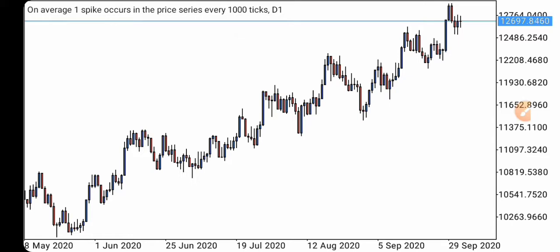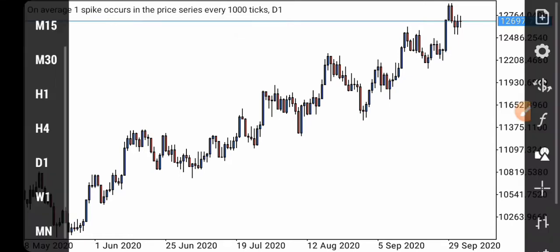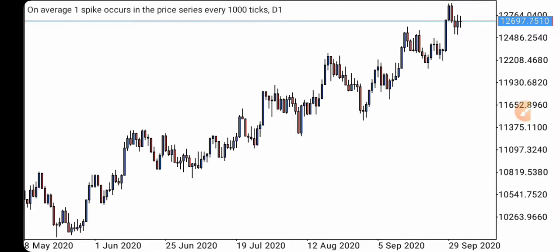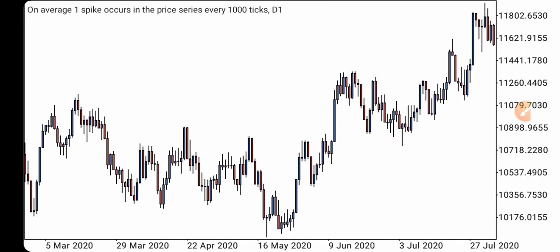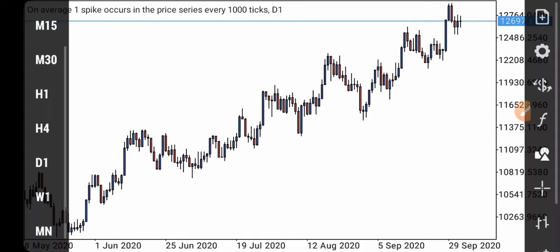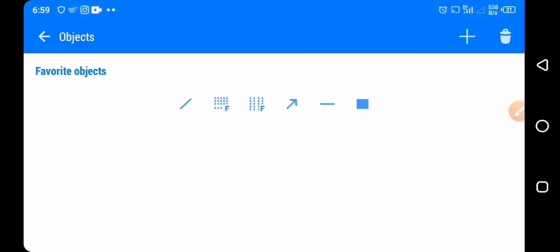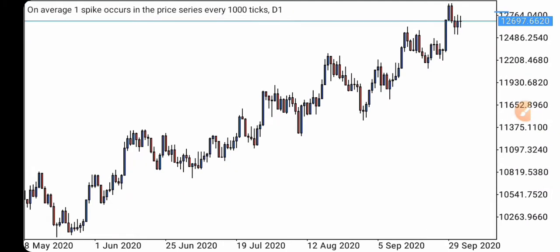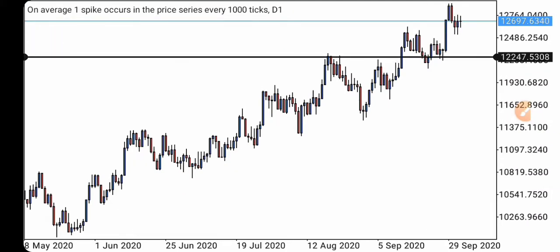Okay, so zones are where the market reverses several times. The market reverses at that level several times. That's a zone. A zone is an area on the chart, something like this.